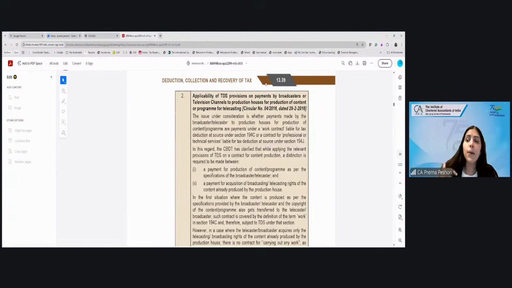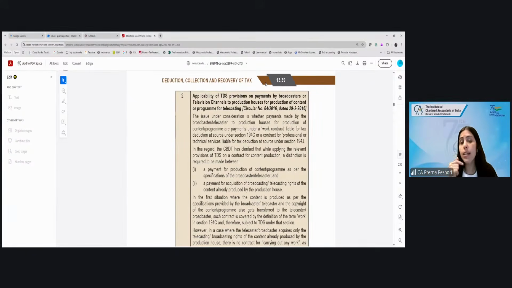Versus, let's say, for example, if Sony Live requests Dharma to produce an ad, that is a payment for the production of the content as per the specification of the broadcaster. Now, where the content is produced by the production house as per the request of the broadcaster and the copyright of the content also gets transferred to the broadcaster, that is a works contract. Yes, that's a works contract.